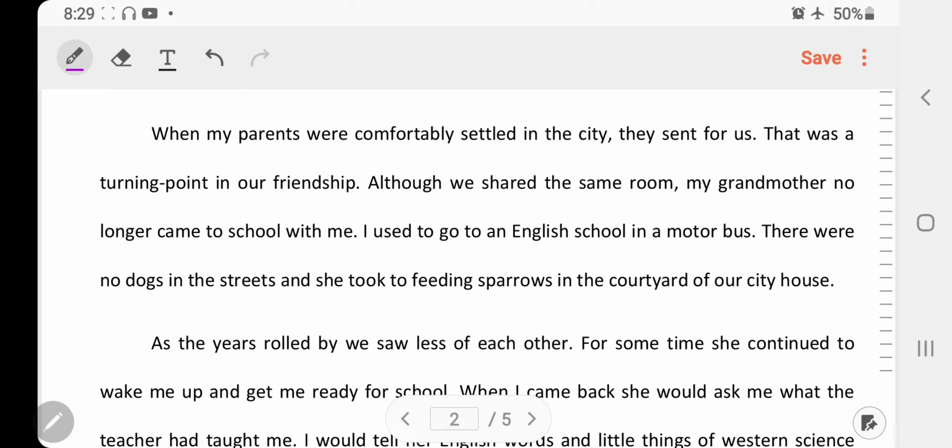And now the story takes a big turn here. When my parents were comfortably settled in the city, they sent for us. હવે લેખક જે છે, ઓથર છે, he has been staying with the grandmother in the village because the parents were not settled in the city. Now they have been comfortably settled in the city, so they sent for us. એટલે અમને એને બોલાવડાવી લીધા. સેન્ટ ફોર અસ એટલે અમને બોલાવડાવી લીધા સિટીમાં.